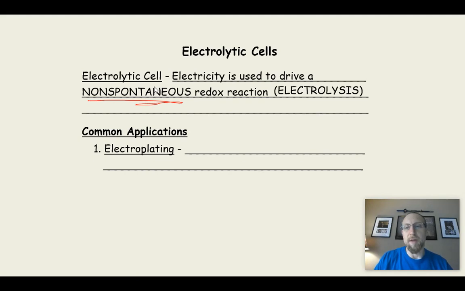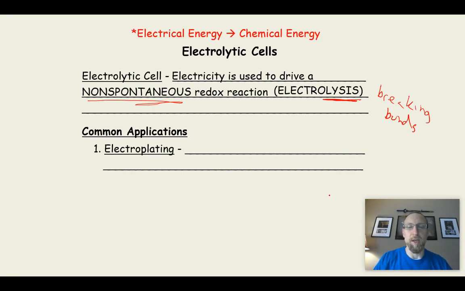So another name for this is electrolysis. Lyse, in this case, means to break, or we're talking about breaking bonds, right? We're breaking bonds with electricity. So electrolysis means we're using electricity to break bonds. So we can think of electrolytic cells as converting electrical energy to chemical. We talked about that in the last lesson too. That's the easiest way to describe what electrolytic cells are and what they do. They convert electrical energy to chemical. So they're essentially the opposite of our voltaic cells.